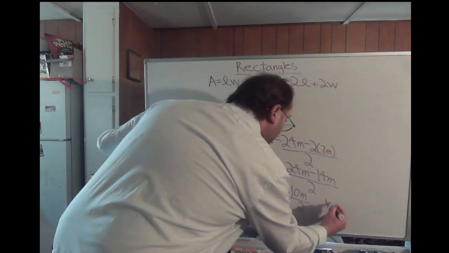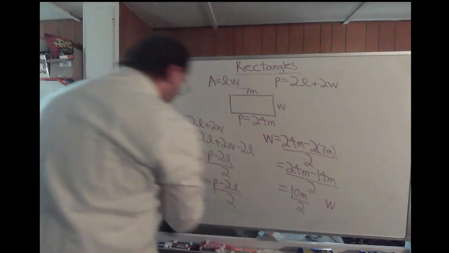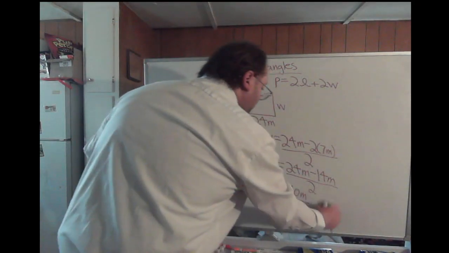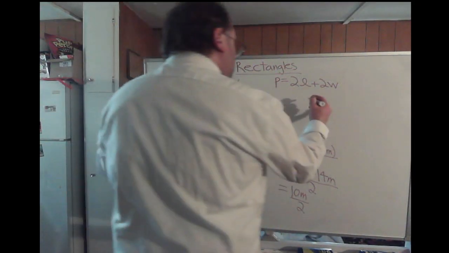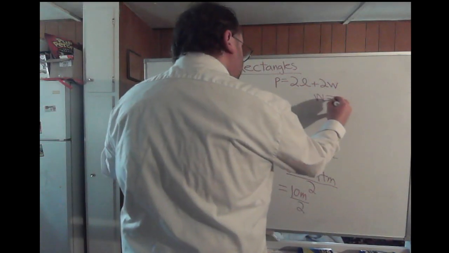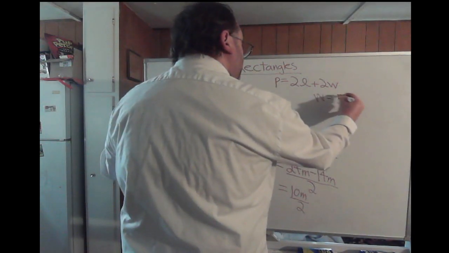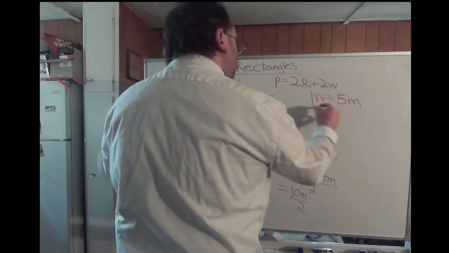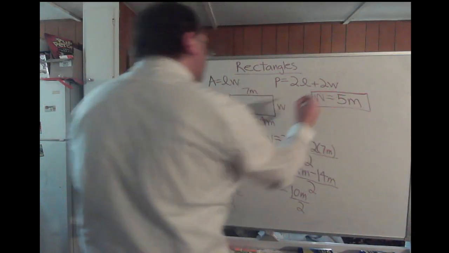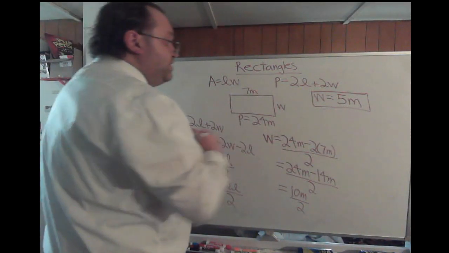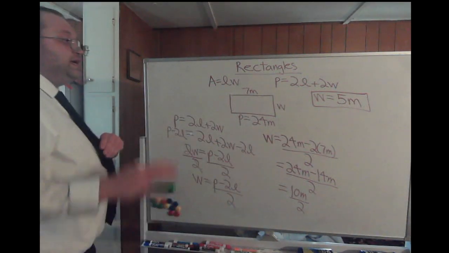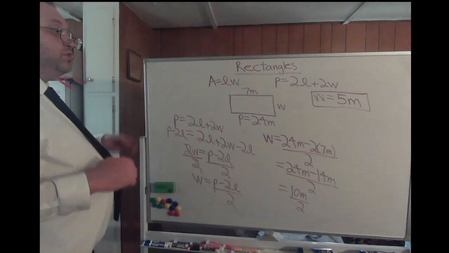So then you work in the numerator: 24 minus 14 is 10 meters over 2. That tells you that the width is going to be equal to 5 meters. So we just found our width of 5 meters. Now we're going to find the area.